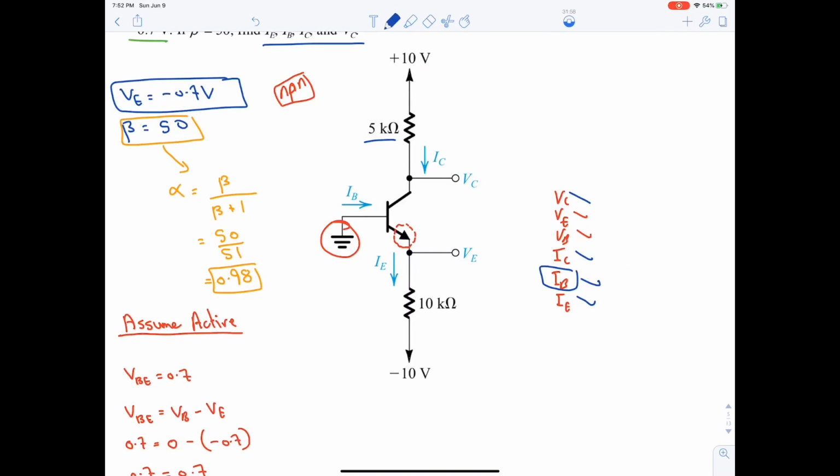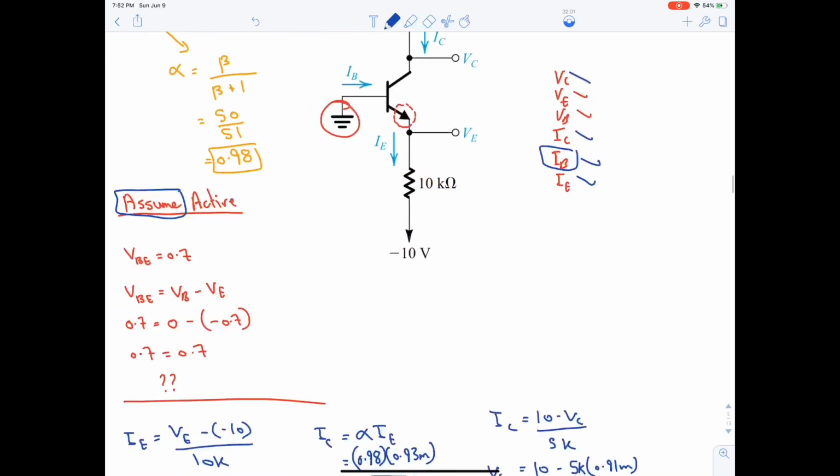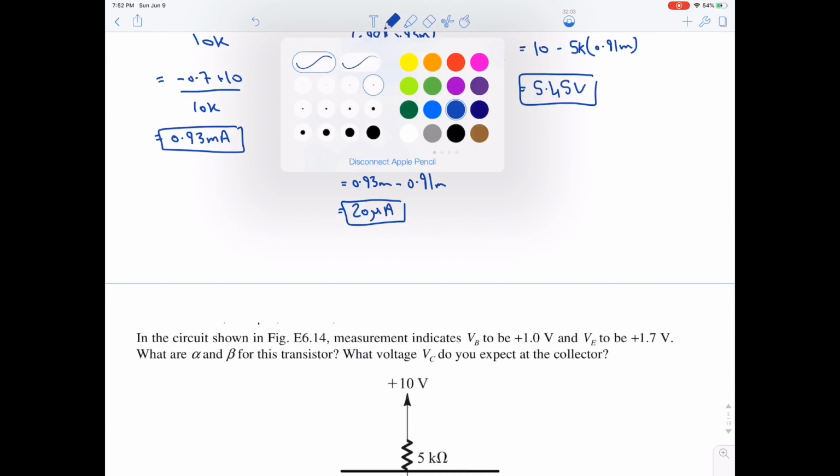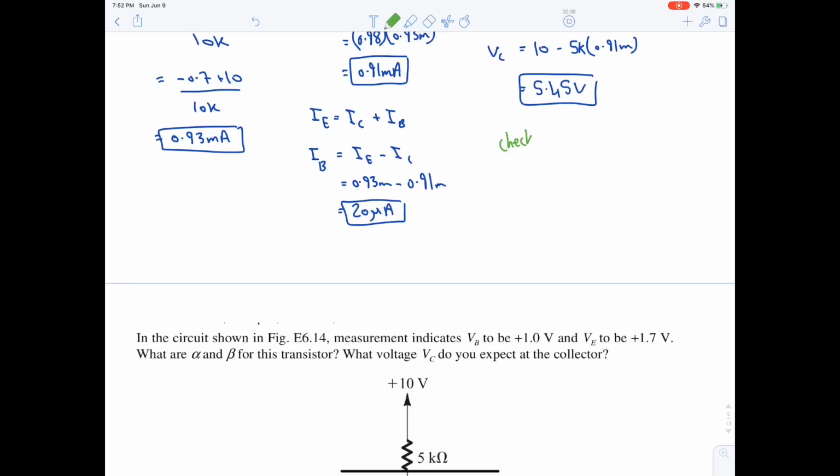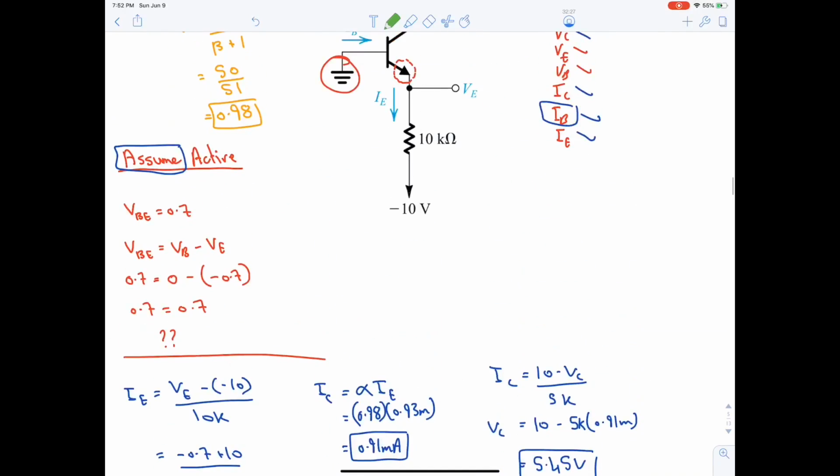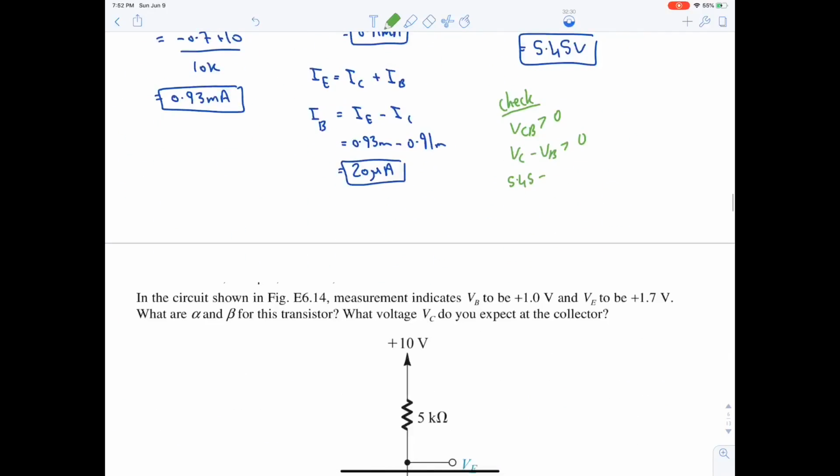Now the only step left is to check whether it's really active or not. The check is, we are checking on VCB, and VCB has to be greater than 0. We will say that VC minus VB has to be greater than or equal to 0. VC is 5.45 minus VB, which is 0 as it is grounded, and this is greater than 0. Hence we are in active.